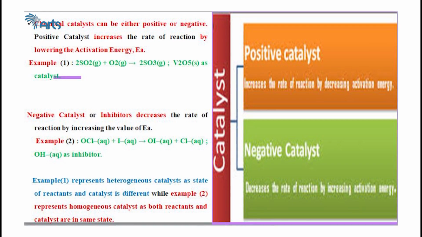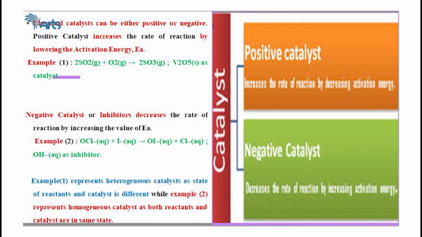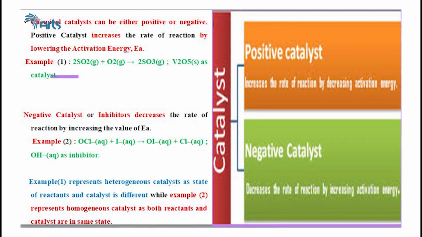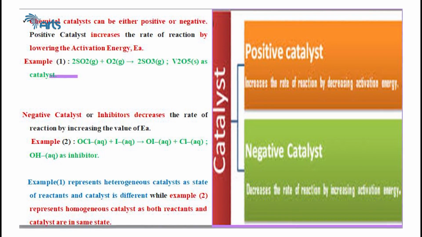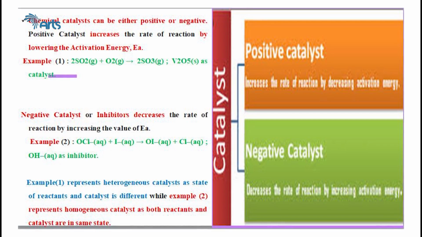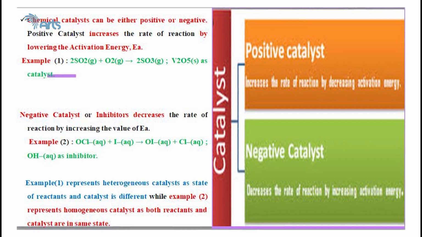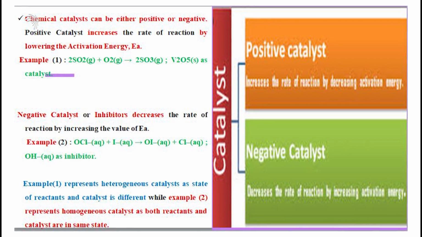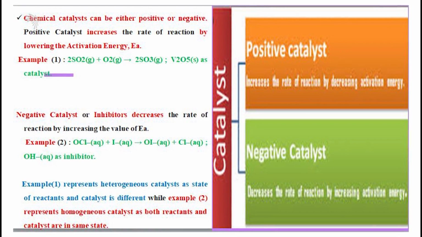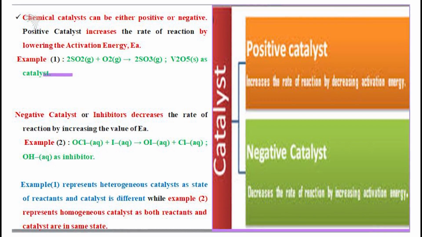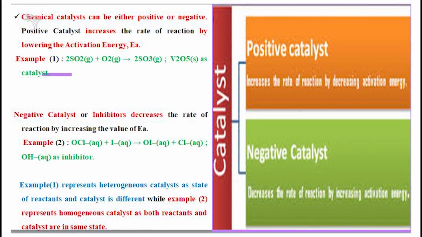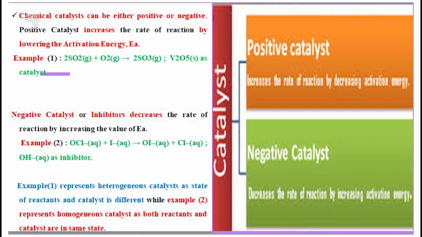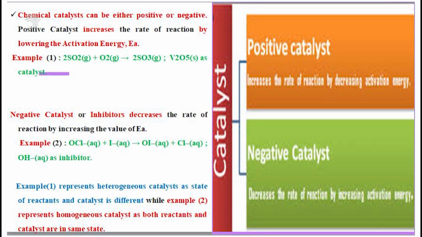Wonderful. Catalysts can be classified as positive and negative depending on their tendency to increase or decrease the speed of chemical reactions by decreasing and increasing the activation energy respectively. So first, catalysts generally are classified as positive and negative depending on their tendency to increase or decrease the speed of chemical reactions, by simply influencing the activation energy.